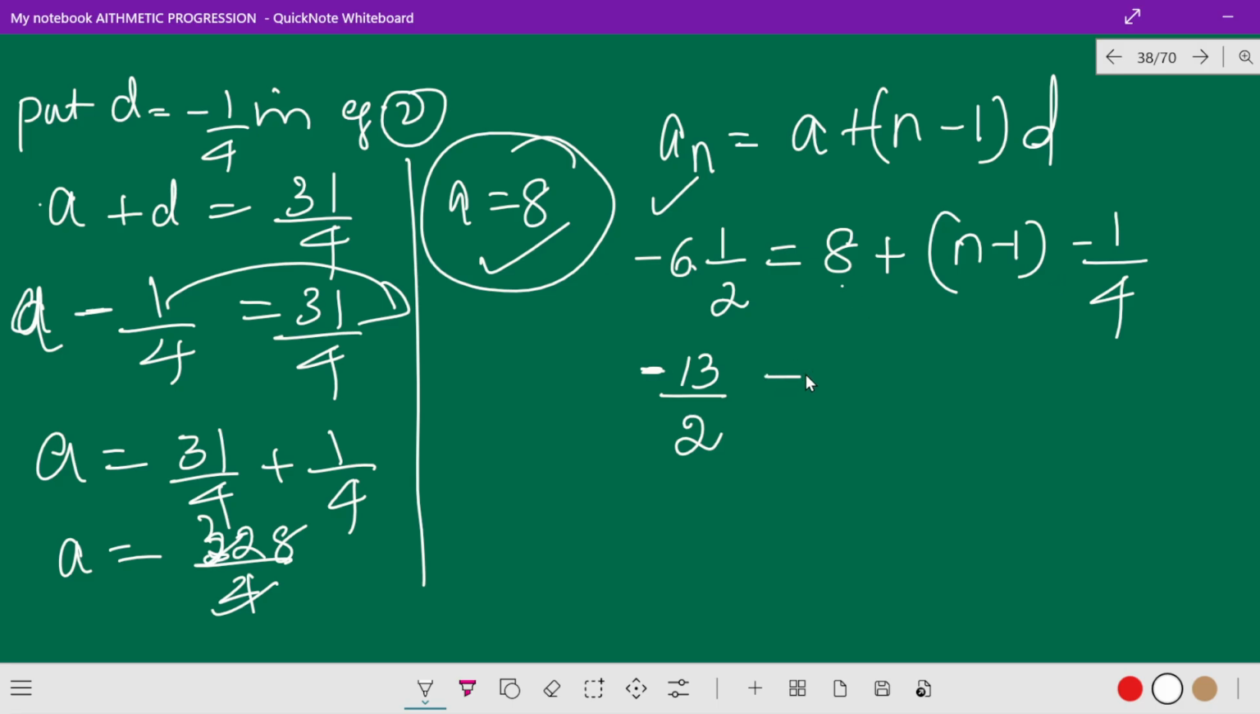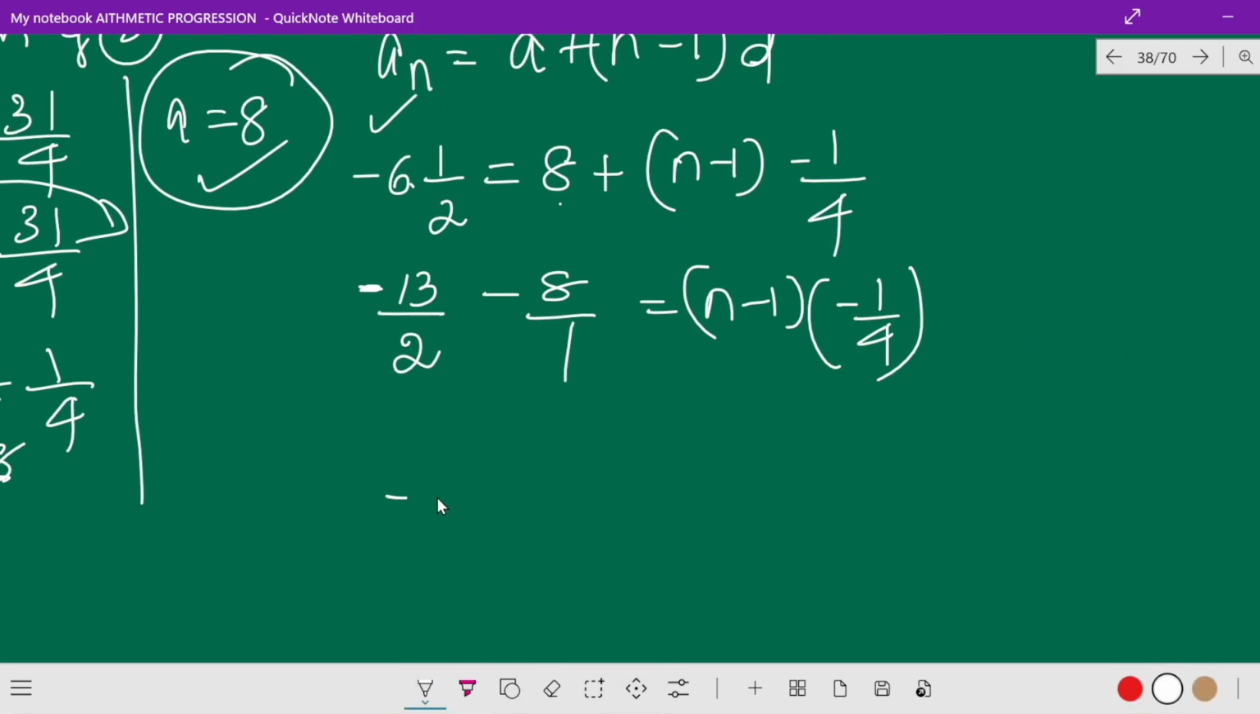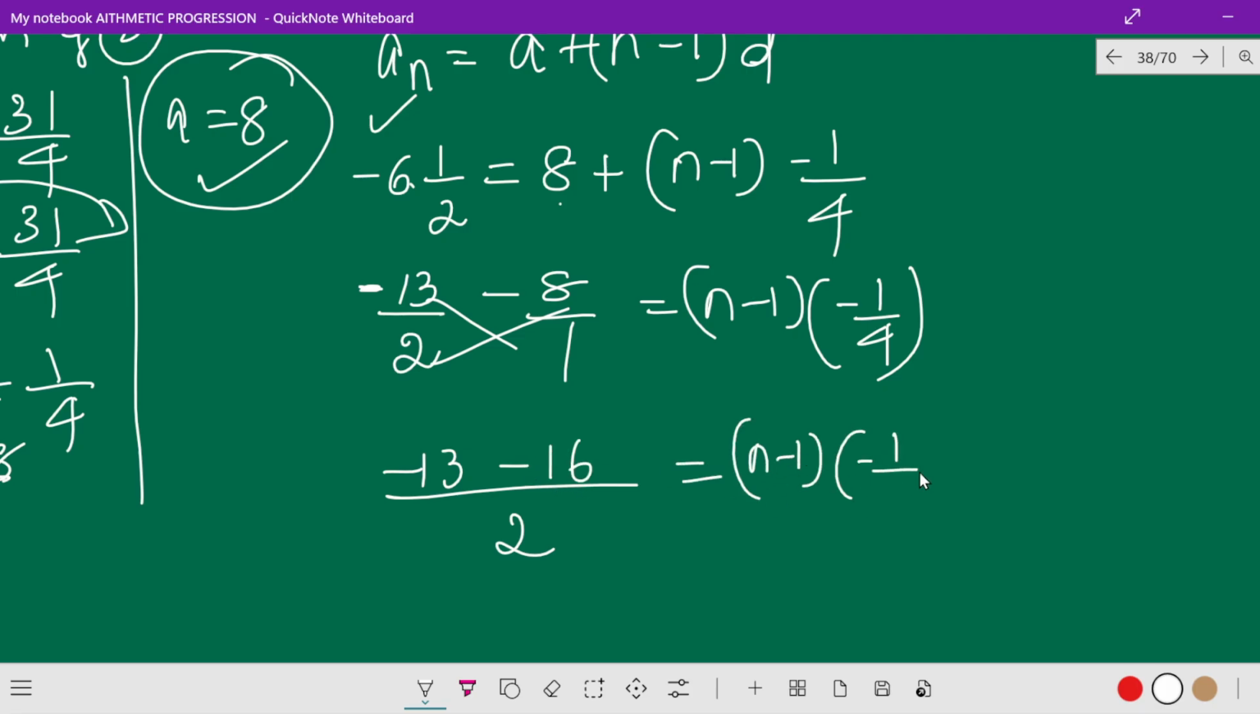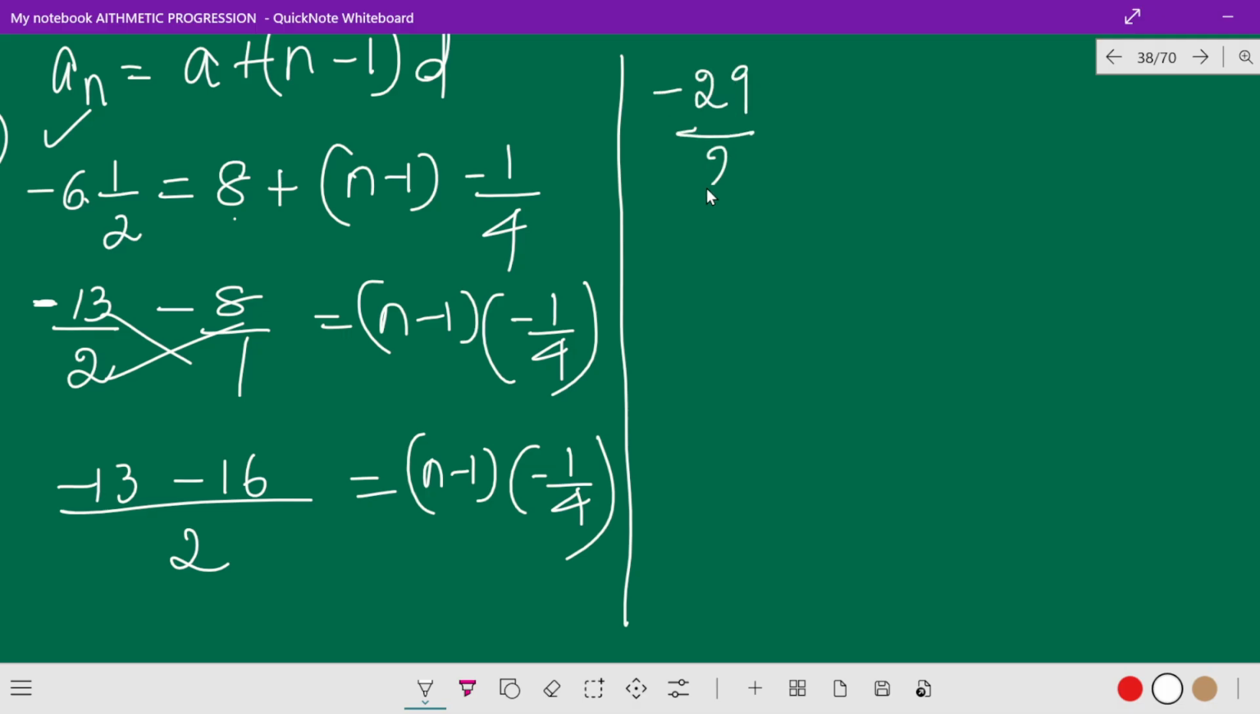Then this 8 will come this side: minus 8 by 1 is equal to n minus 1 into minus 1 by 4. Now take the LCM of this. The LCM is 2. So we get minus 13 minus 16 by 2 is equal to n minus 1 into minus 1 by 4. So minus 13 minus 16 becomes minus 29 by 2 is equal to n minus 1.